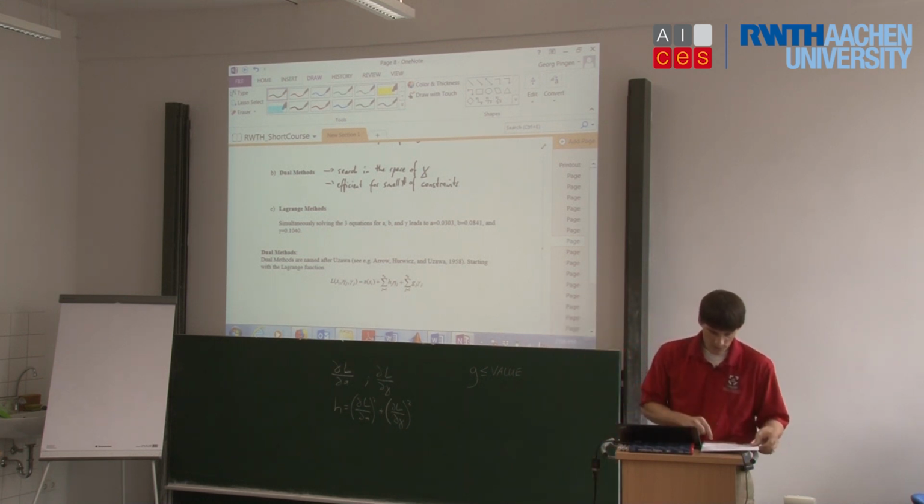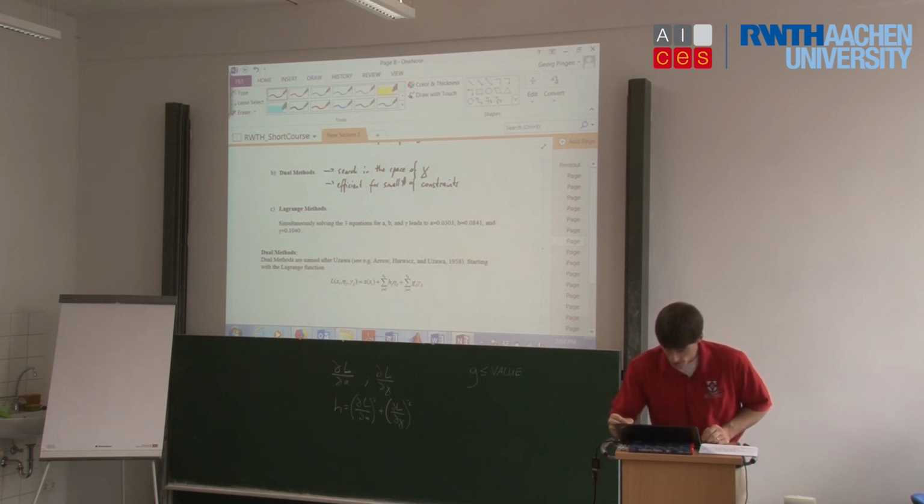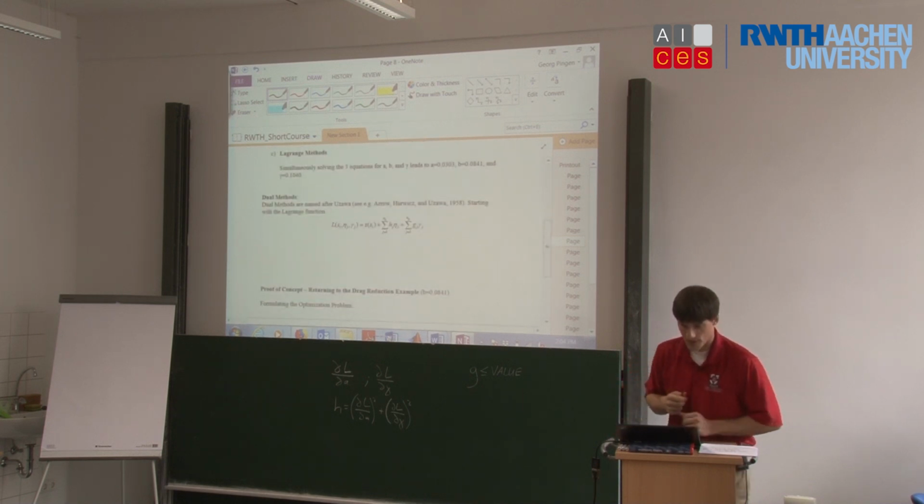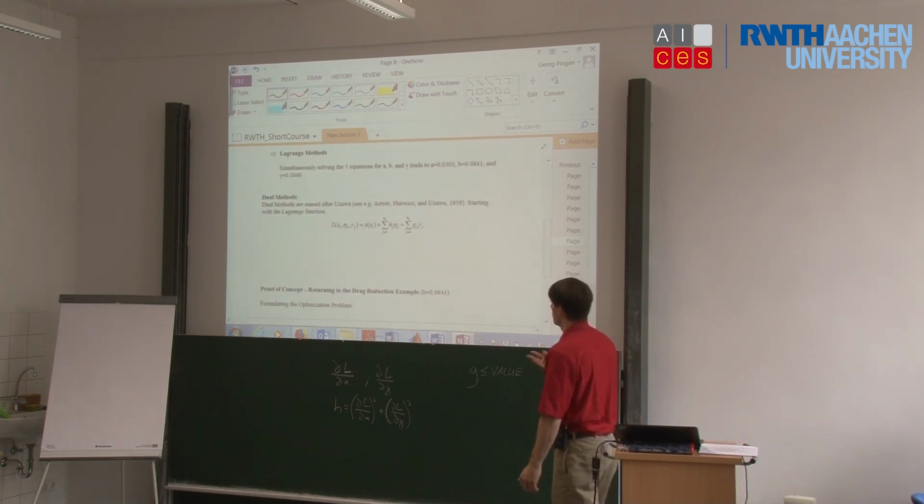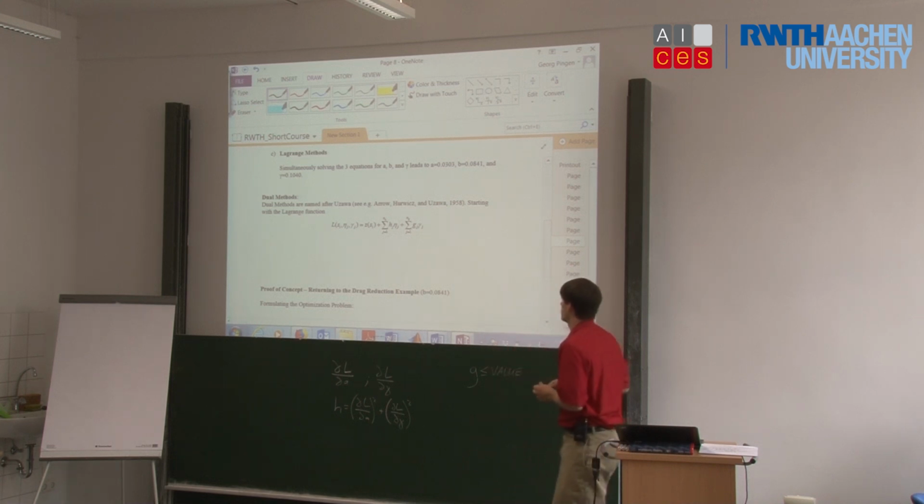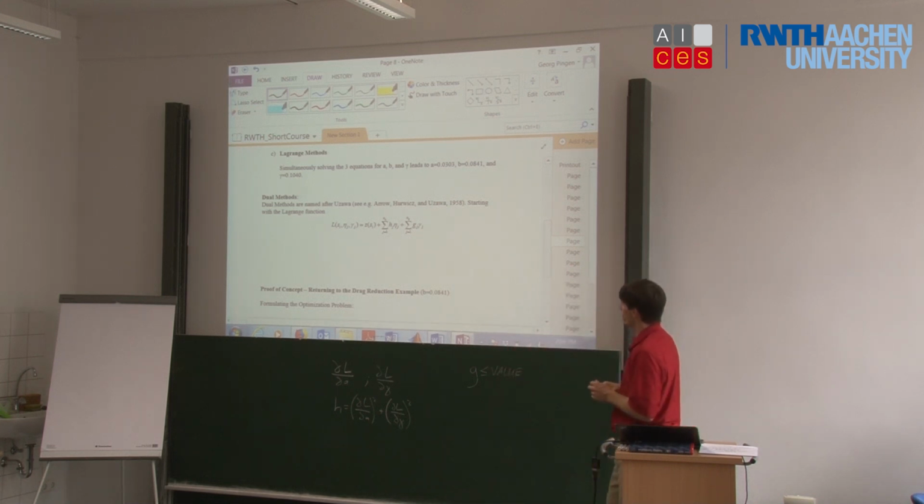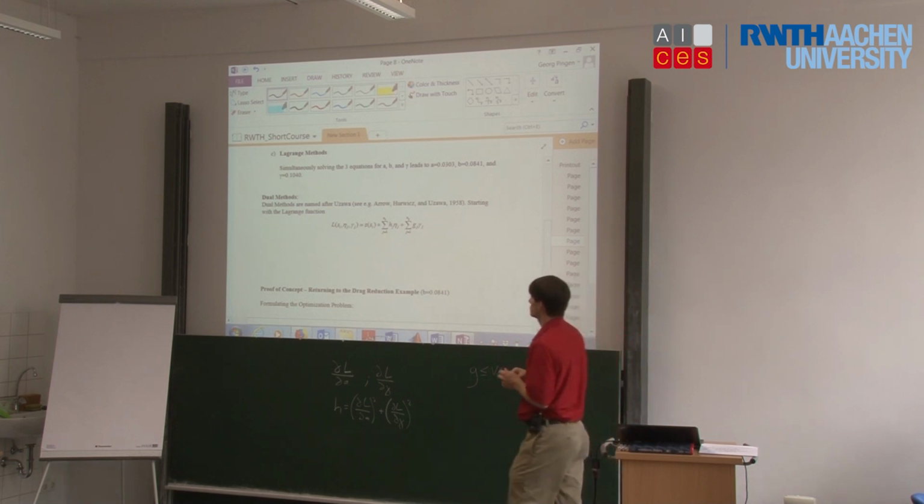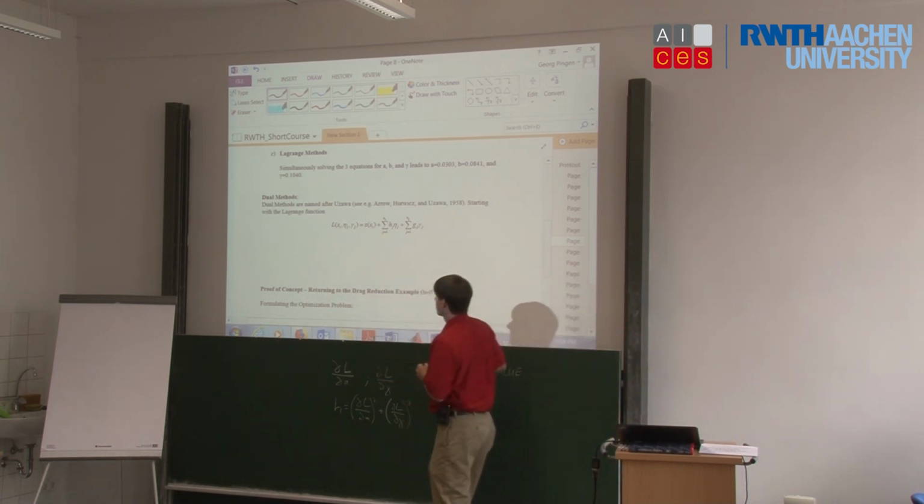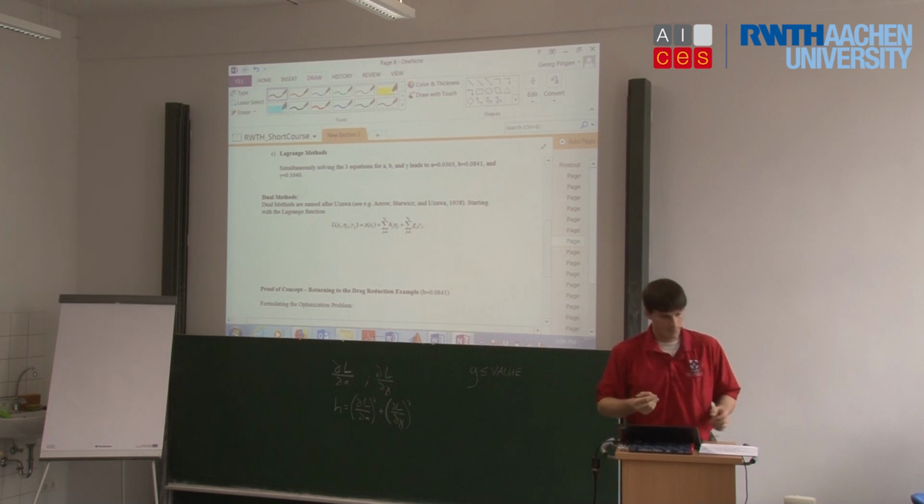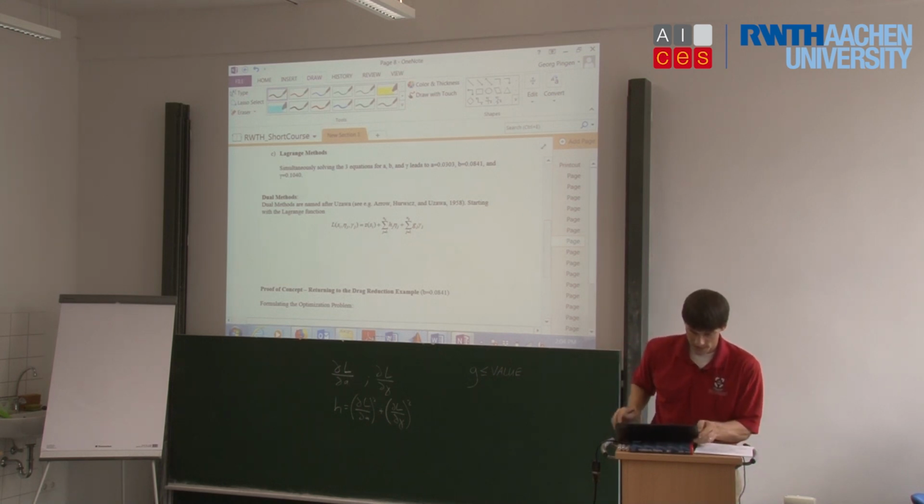So now let's take a look at dual methods. Okay, so dual methods are named after Uzawa, and there's a book from 1958. And what we do is we start with this Lagrange function. So we have our Lagrange function, and we change our problem into an outer maximization.